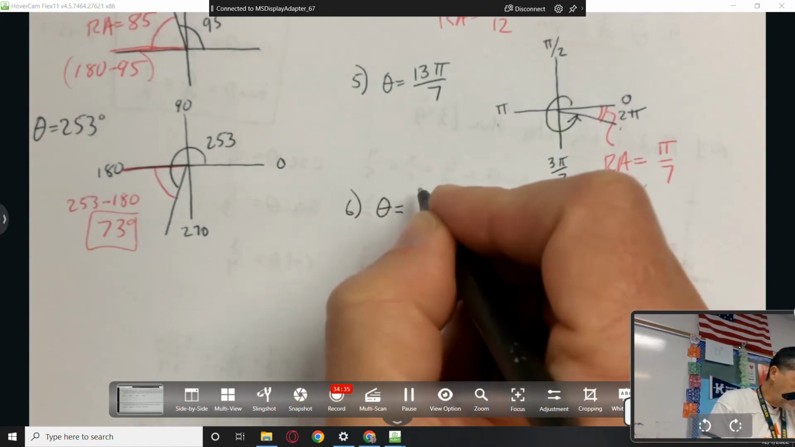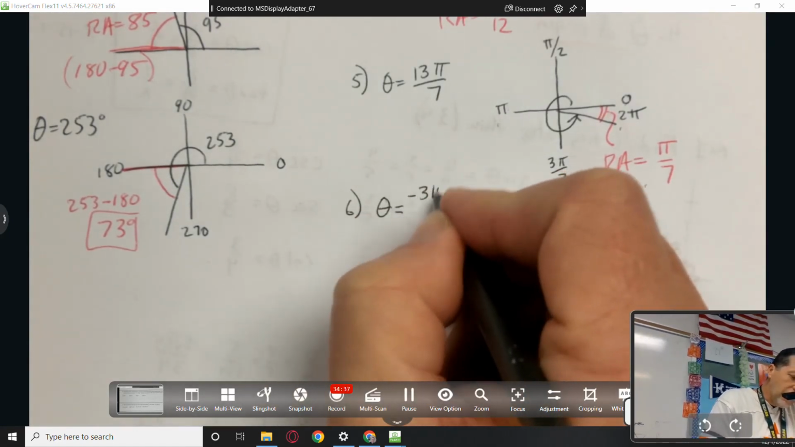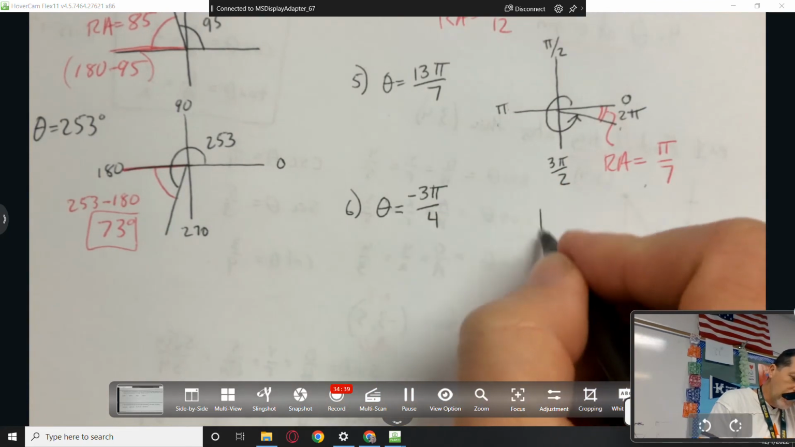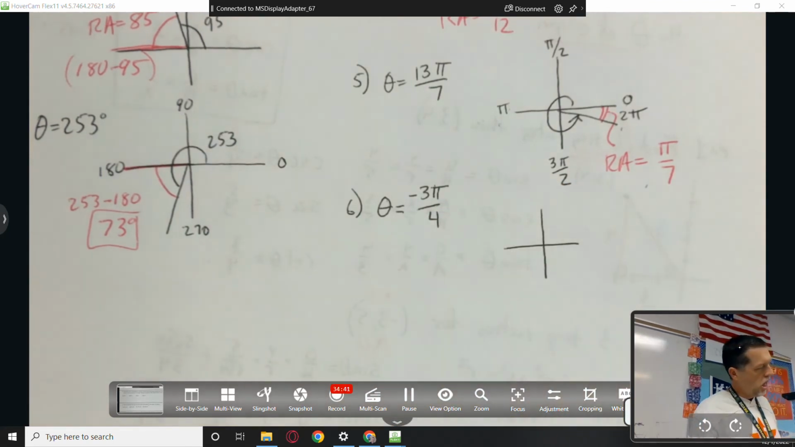All right, let's really muddy the waters and go with negative 3 pi over 4. What's the negative mean?